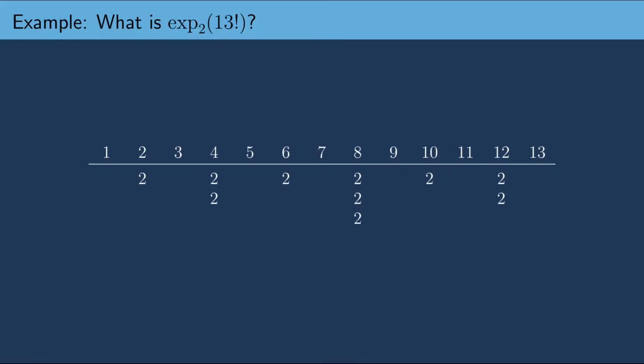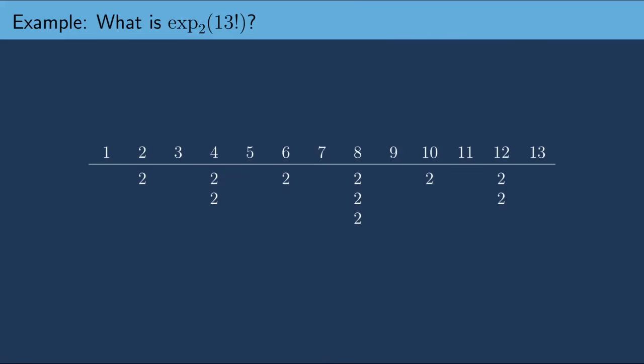In order to add these up, I'm going to split apart these 2's like this, and we'll count them row by row. In the first row, we have a 2 for each even number between 1 and 13. There's 6 of them, which is 13 over 2 rounded down. In the second row, we have a 2 for each number divisible by 4 between 1 and 13. There's 3 of them, which is 13 over 4 rounded down.